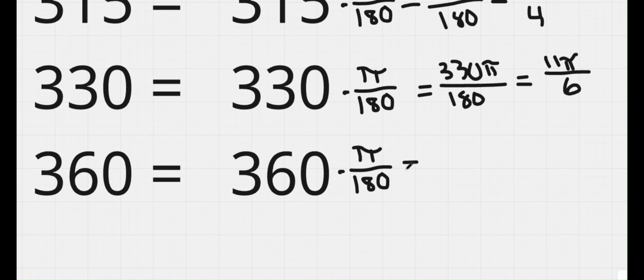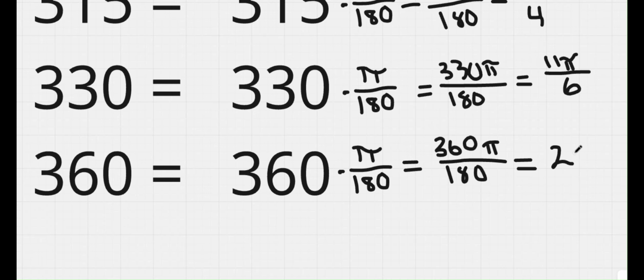Then our final one, 360 degrees is equal to 360 pi over 180. And the greatest common factor of 360 and 180 is 180. 180 goes into 360 2 times. 180 goes into 180 once. So our answer is simply 2 pi.